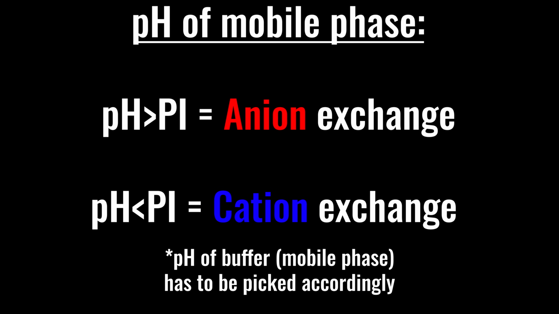So, if the pH of the mobile phase was greater than the pI, we would use anion exchange. If the pH of the mobile phase was less than the pI, we would use cation exchange.